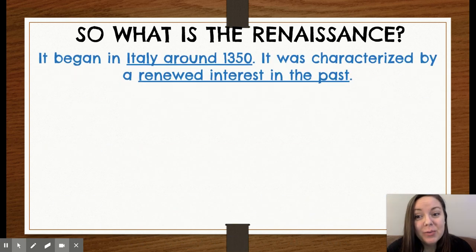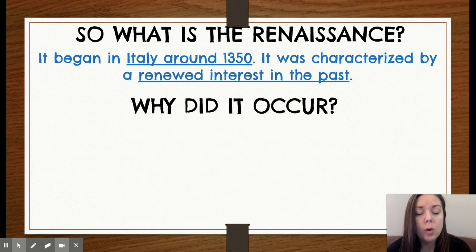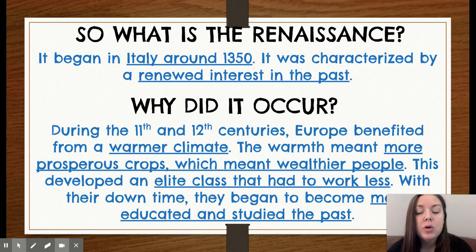So what is it? What's the Renaissance? It began in Italy around 1350, and it was characterized by a renewed interest in the past. So why did it occur? Why in 1350? During the 11th and 12th centuries, that's the 1000s and the 1100s, Europe benefited from a warmer climate. So what does that have to do with art?